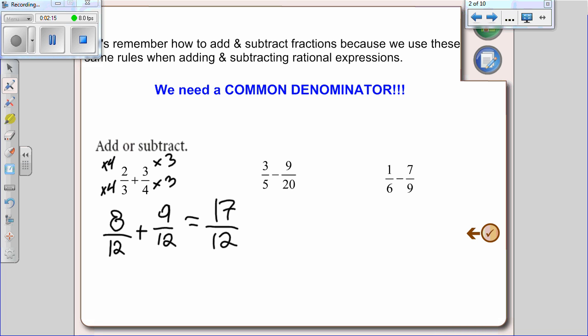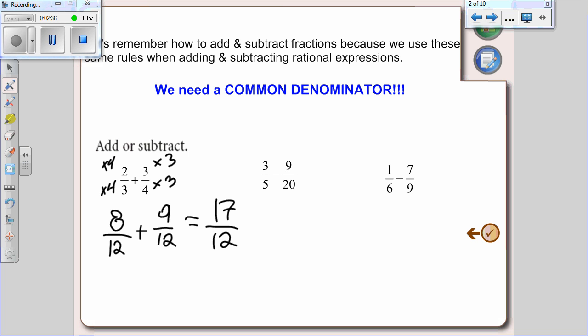So if we had screwed up, and instead of multiplying by 4 and 3, we multiplied by 8 and 6, you wouldn't get the wrong answer, but you'd get an answer that you could simplify. 17 divided by 12 can't be simplified. That would be your answer.